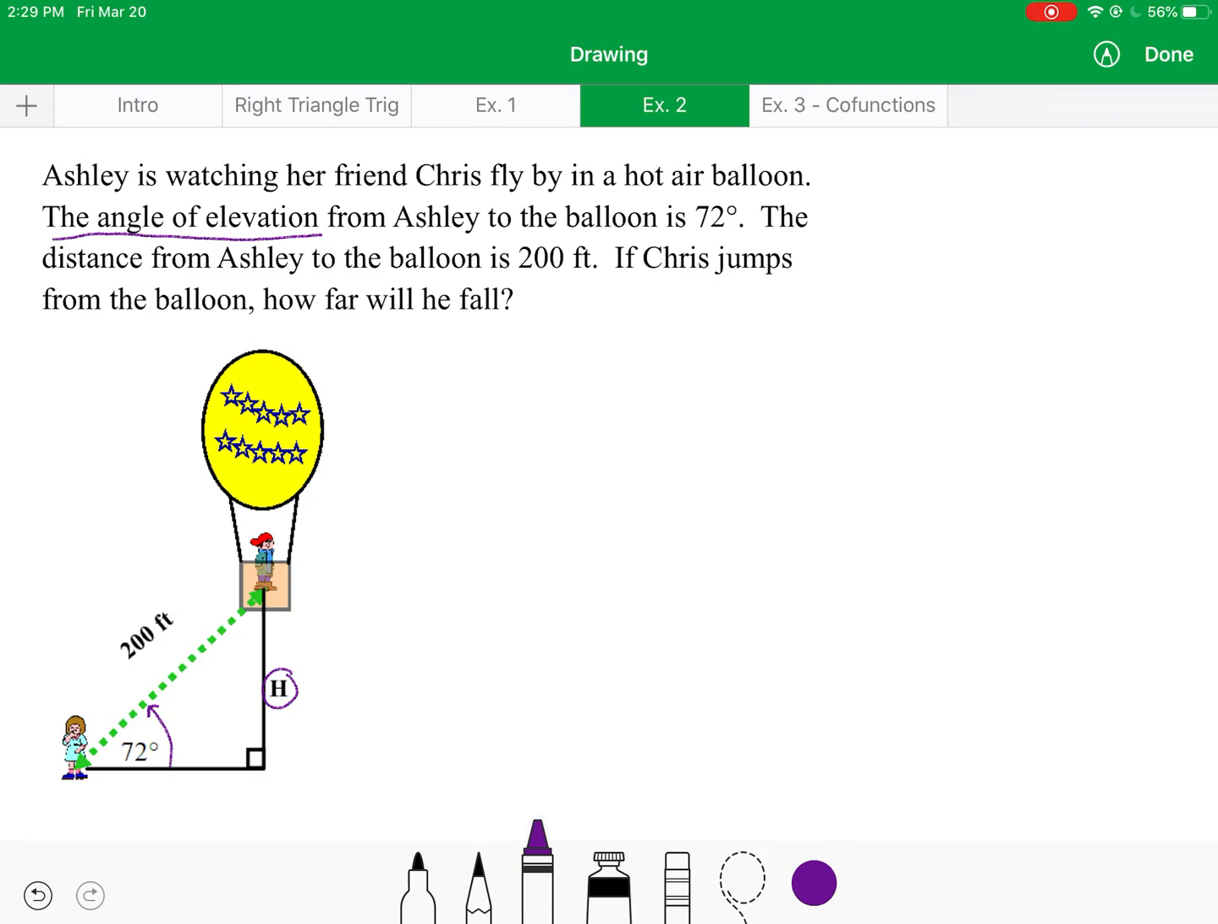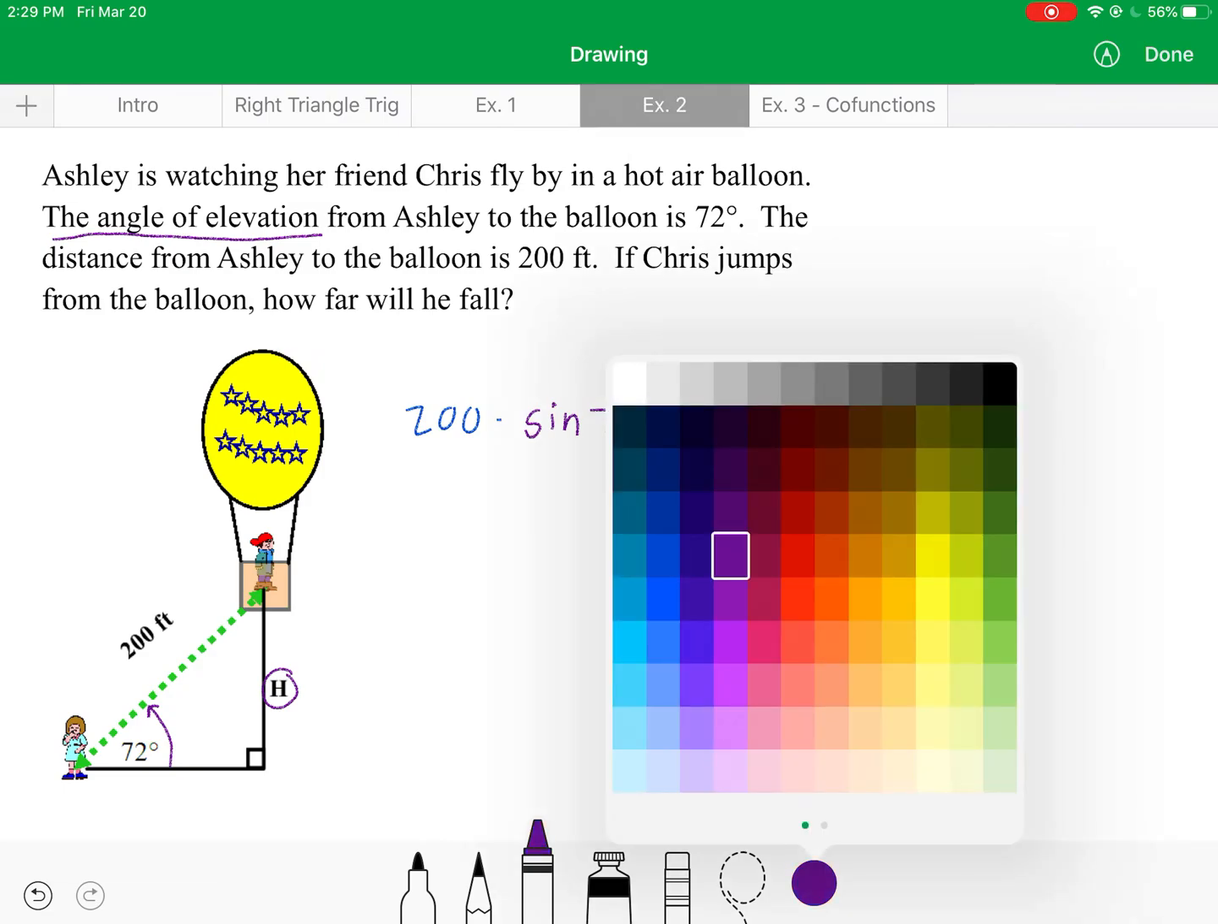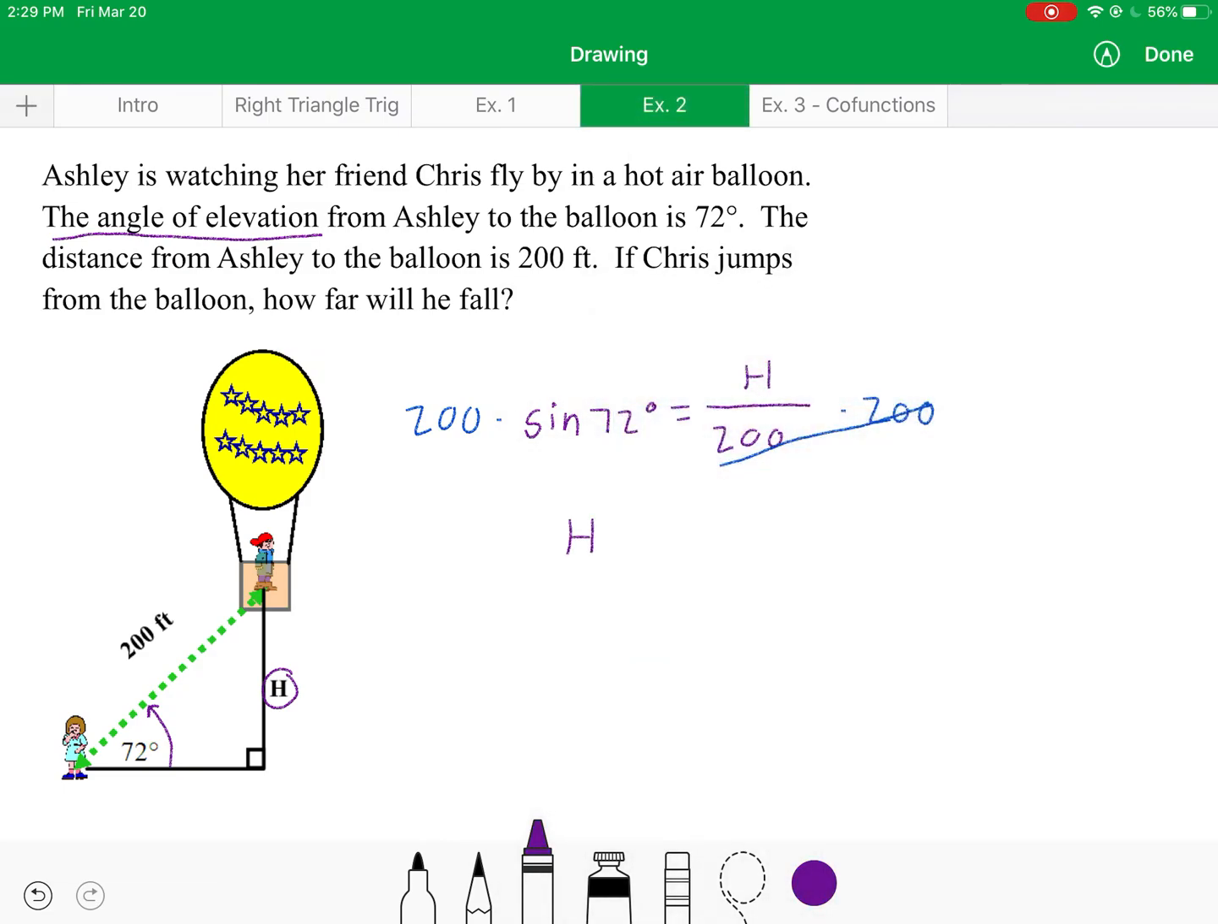So this is another opportunity to use the sine function. I can take sine of the 72 degree angle and equal it to the opposite side length, which is unknown right now, divided by the length of the hypotenuse. Okay, multiply both sides by 200. Those wipe out. And let's see what we get. 200 times sine of 72 degrees would be 190.2. And don't forget units here, that's feet in this case.